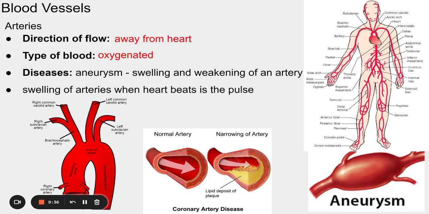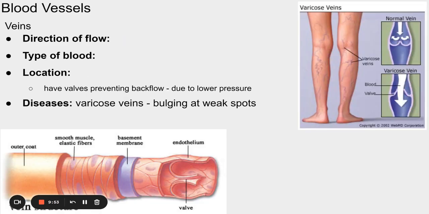An aneurysm is a swelling of that artery. So here's where our main arteries are. And again, you can feel your pulse in these places. You can feel it in your carotid artery when you feel it in your neck. You can feel the arteries in your wrist, and you can feel your heart beating because of that pressure.